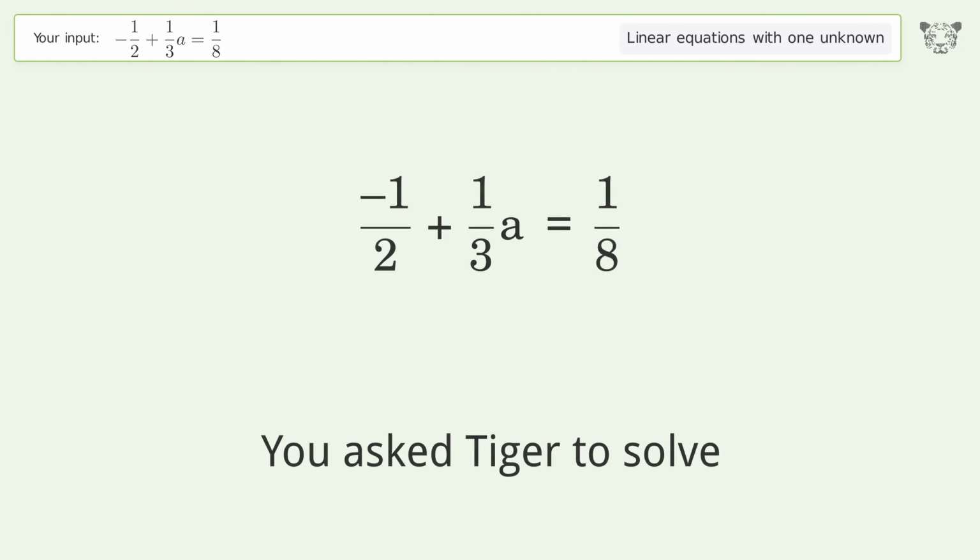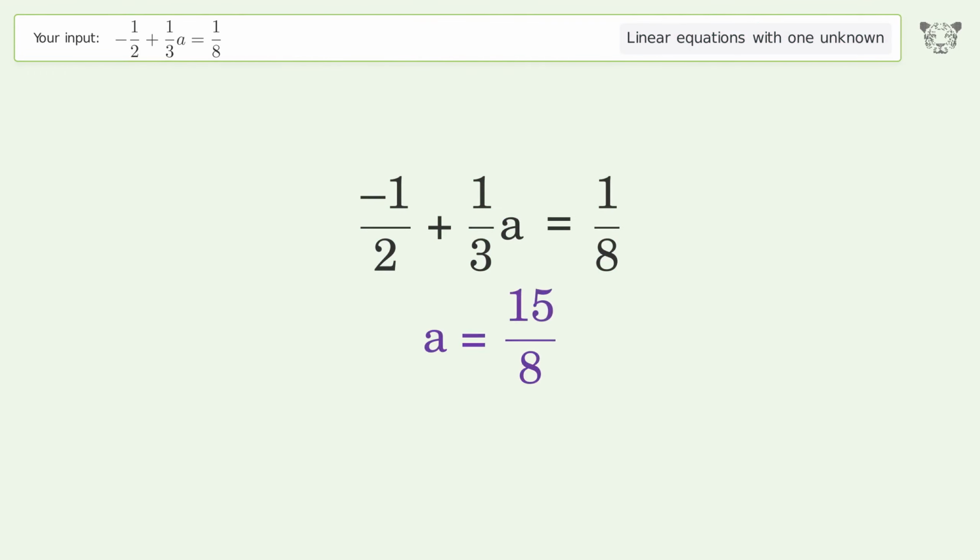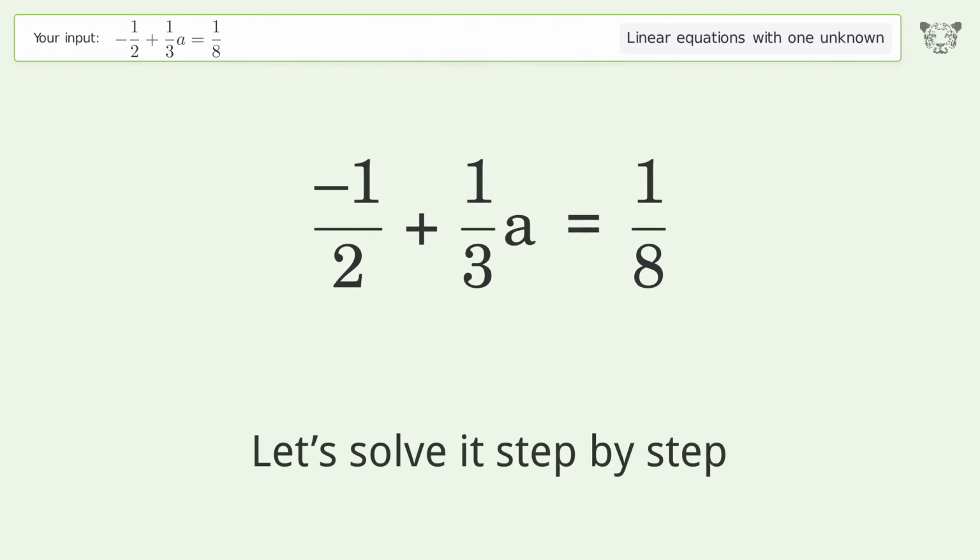You ask Tiger to solve this. It deals with linear equations with one unknown. The final result is a equals 15/8. Let's solve it step by step.